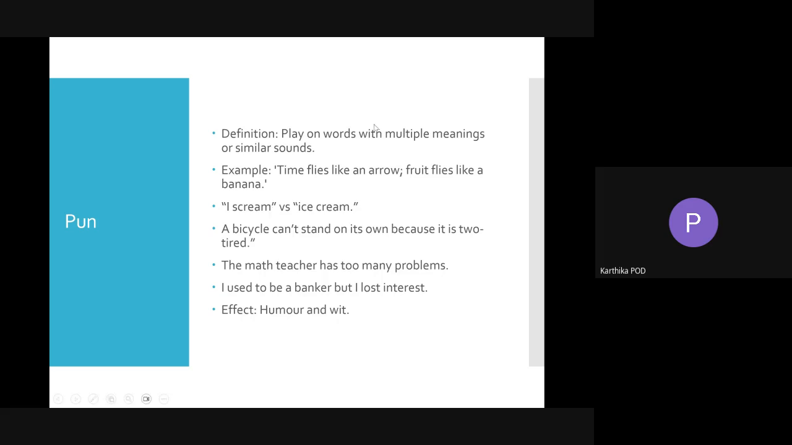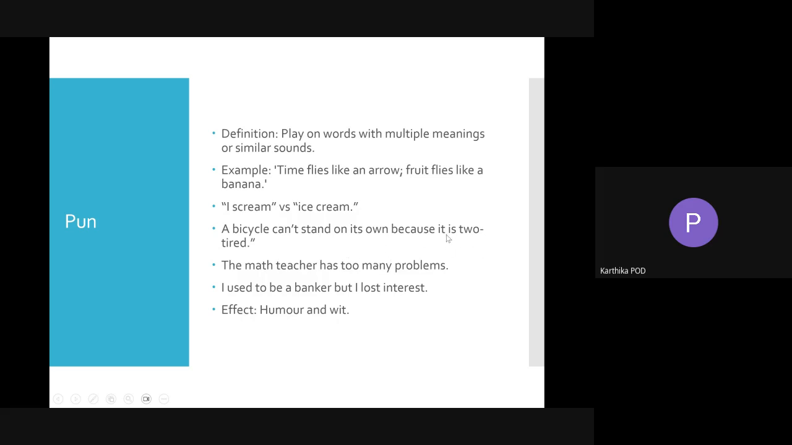So someone is playing with the words in framing the sentence, to make it look structurally nice, but semantically, meaning wise, it doesn't make sense. Now see how somebody is playing with the words. Ice cream, I scream. Same thing will sound ice scream, ice cream. Now, another example of pun is, a bicycle can't stand on its own because it is too tired.